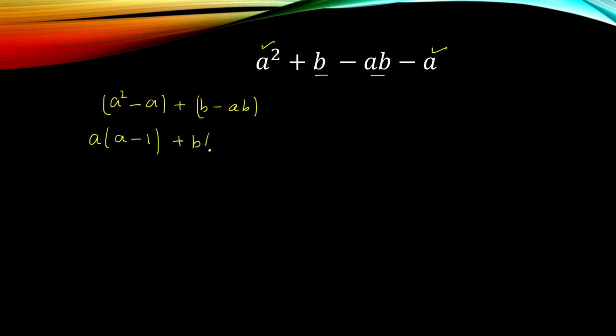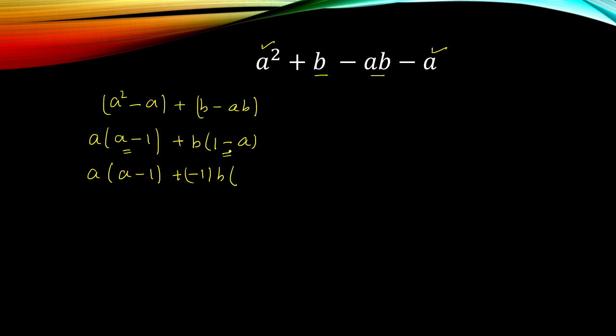If we take common b, we see here this is 1 minus a, but the factors are not the same. So now we make another change. Now a times a minus 1 plus, if we take minus 1 common, b is already there.